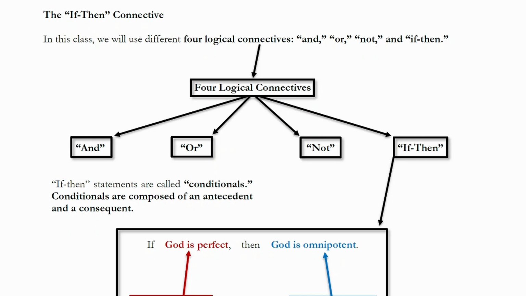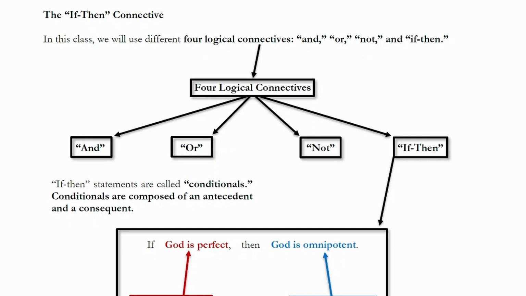Let's recap what we've established thus far. So far we've talked about three logical connectives: and, or, and not. We saw that and means that both of the statements being connected are true. Or is saying that at least one of the statements being connected is true, while not is saying that whatever statement the not is referring to is false.